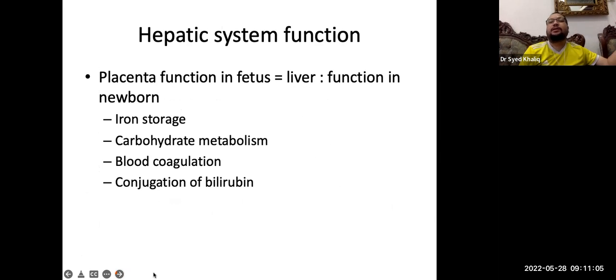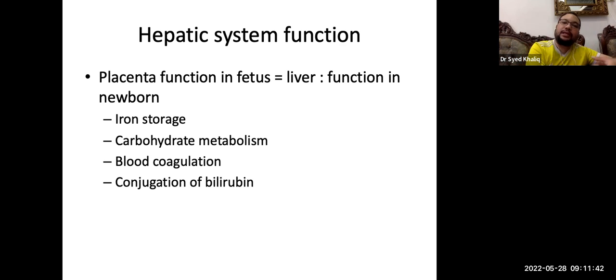And then next is the changes in the hepatic system, the liver function. So in utero, baby gets all the nutrients from the mother. But ex utero, baby needs to have its own metabolism. It needs to utilize its own iron storage. So the liver must be functioning. The liver must have enough iron storage to actually supply and help the baby to actually produce hemoglobin and so on and so forth. Carbohydrate metabolism, gluconeogenesis, and so on and so forth.